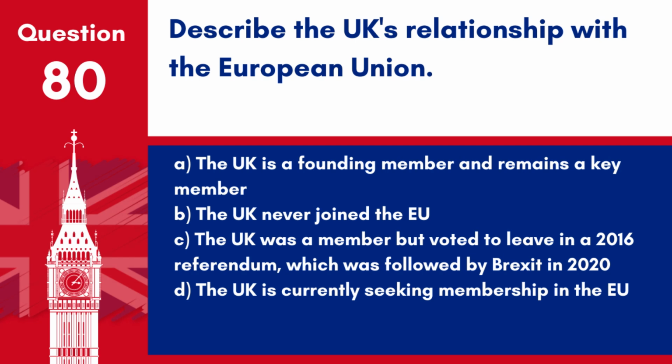Question 80. Describe the UK's relationship with the European Union. A. The UK is a founding member and remains a key member. B. The UK never joined the EU. C. The UK was a member but voted to leave in a 2016 referendum, which was followed by Brexit in 2020. D. The UK is currently seeking membership in the EU.